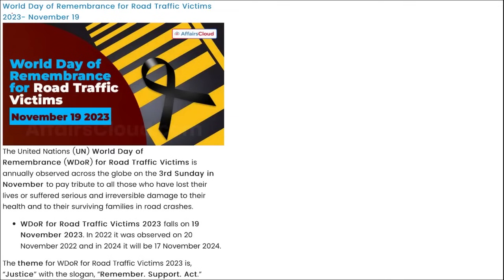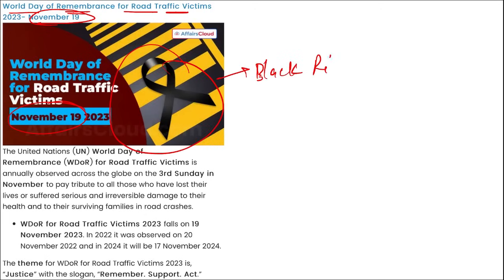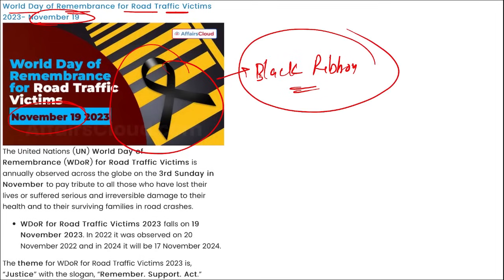The next is World Day of Remembrance for Road Traffic Victims. This is observed on 19th of November, and this day is observed, as the name suggests, in remembrance of all those victims who died or who have suffered because of road accidents. It is observed on 19th of November, and here you can see the black ribbon. Right? This is the symbol for this World Day of Remembrance for Road Traffic Victims 2023.